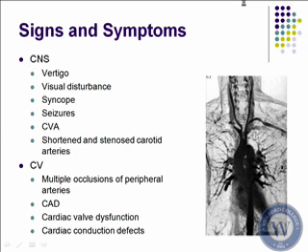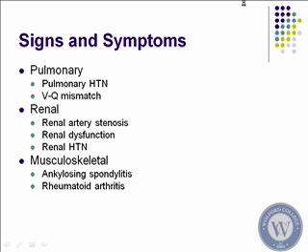You tend to see vertigo, syncope, seizures. You'll also have occlusions of peripheral arteries. You may actually develop cardiac valve dysfunction. It also begins to affect pulmonary circulation, so you get pulmonary hypertension and a lot of VQ mismatch. The renal arteries may also be affected by this, leading to renal artery stenosis, renal dysfunction, and renovascular hypertension, and it may also be associated with ankylosing spondylitis and rheumatoid arthritis.